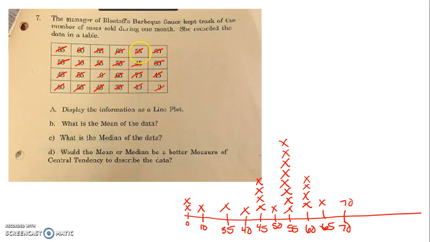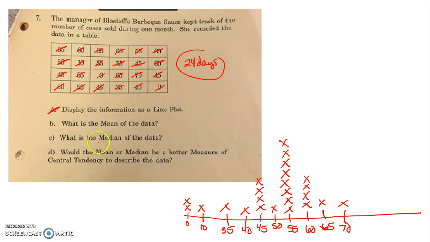1, 2, 3, 4, 5, 6 times 1, 2, 3, 4. So that's 24 days total. I just counted up how many boxes there were, so let me just double check. 1, 2, 3, 4, 5, 6, 7, 8, 9, 10, 11, 12, 13, 14, 15, 16, 17, 18, 19, 20, 21, 22, 23. And I wrote a 70 up above the 70. I was supposed to put an X there. 24. So we have our line plot showing what happened over a 24-day period, how many cases they sold.